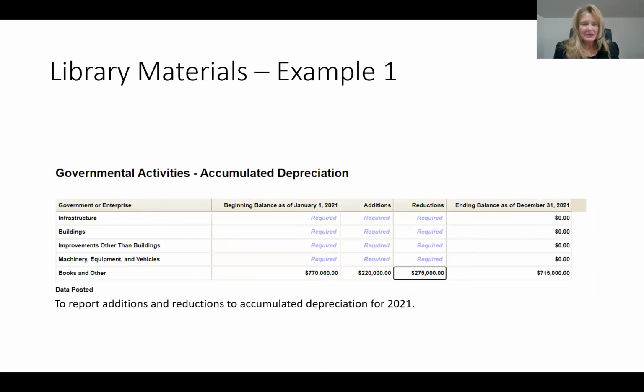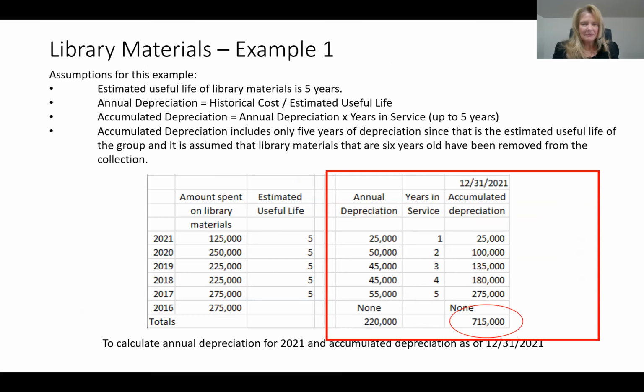Okay, and then on the next, oops, go back one, Todd, please. Yeah, on this one, I want you to look and see again, annual depreciation times the years in service is going to be your accumulated depreciation, which is going to come down to 715,000. So you can remember that number.